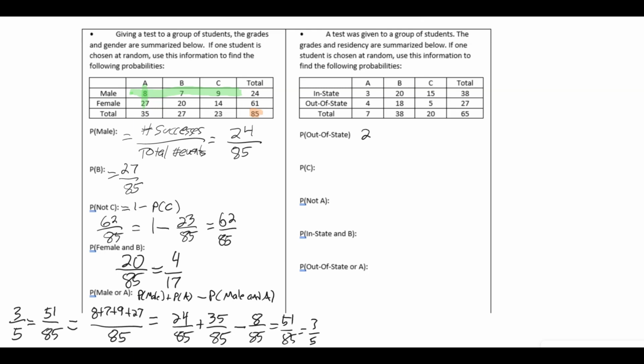You should get 27 out of 65, 20 out of 65, which reduces to 4/13, 58 out of 65, 20 out of 65 again, which reduces to 4/13, and finally 30 out of 65, which reduces to 6/13. All right, I hope this helps.